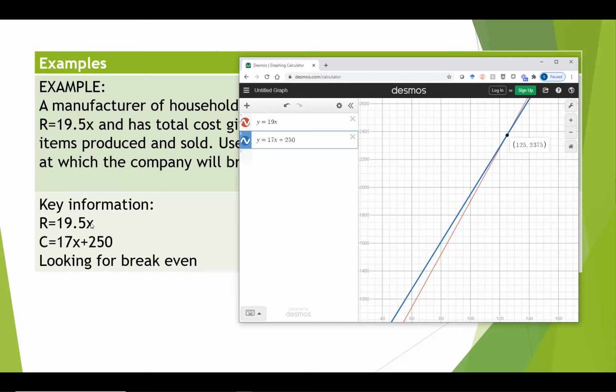I do know that I didn't type the equation in correctly, so I'm going to change that 19 to a 19.5, and it's going to change it just a little bit, but it gives us this point right here. And what it tells us is that when x is 100, so that means you sell 100 units and you produce 100 units, your y value will be 1,950. So when your revenue is 1,950, your cost is going to be 1,950, and they're going to be the exact same.